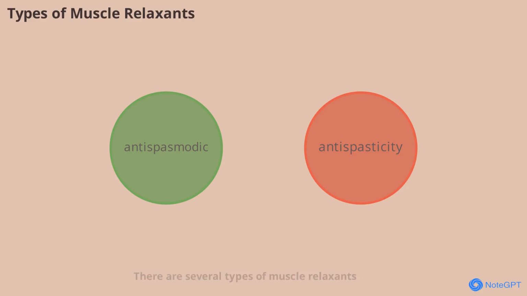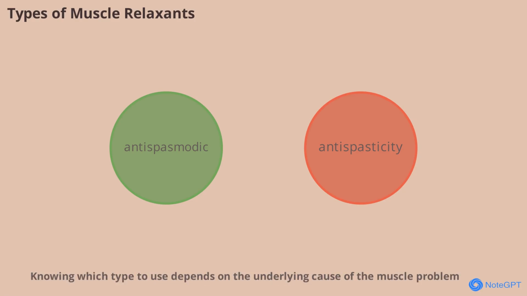There are several types of muscle relaxants, each with unique properties and uses. The main groups include antispasmodics, antispasticity agents, and drugs for myofascial pain. Antispasmodics like cyclobenzaprine and methocarbamol are often used for acute muscle spasms. Antispasticity agents such as baclofen and tizanidine are more commonly prescribed for conditions like multiple sclerosis or spinal cord injuries. Some drugs like diazepam can serve both roles. Knowing which type to use depends on the underlying cause of the muscle problem.